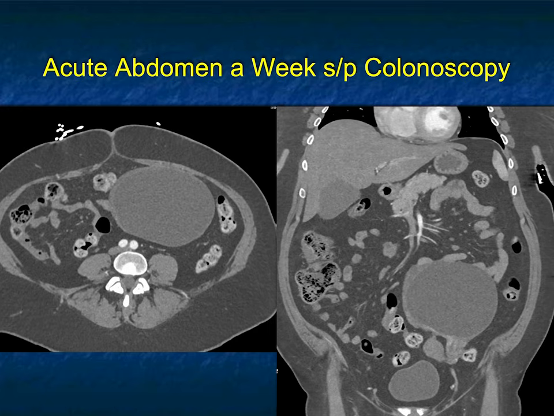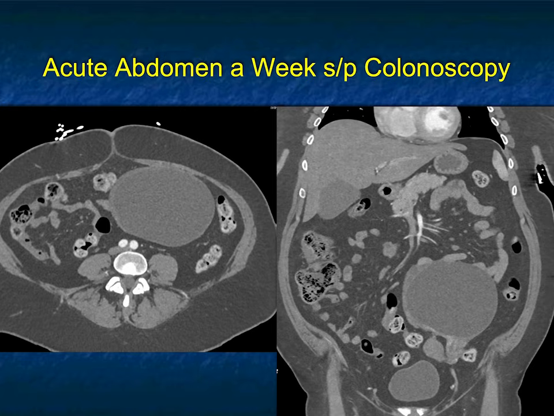This patient, a week after colonoscopy, had severe abdominal pain. Now with colonoscopy, you can perforate, right? You can exacerbate inflammatory disease. You can injure the spleen. There are a number of things you could do. If you have a biopsy, you could bleed. But this looks like a cystic adnexal mass.